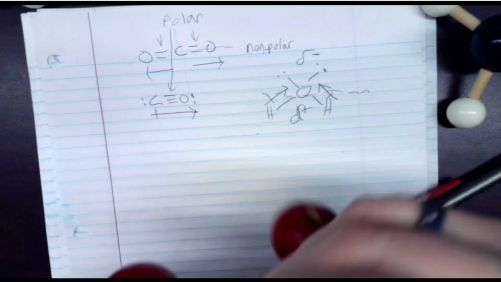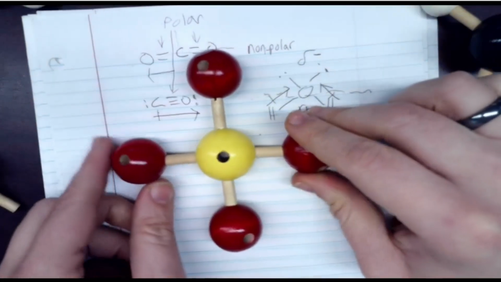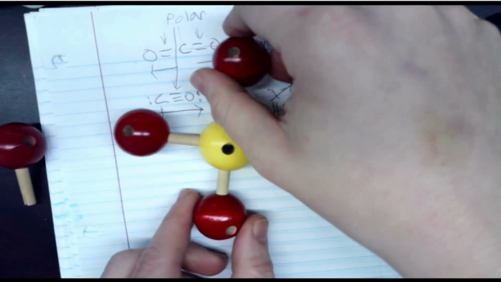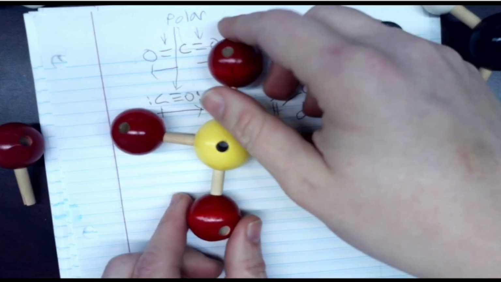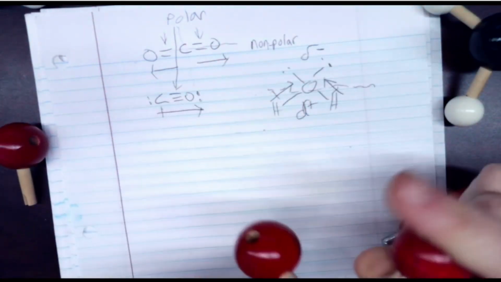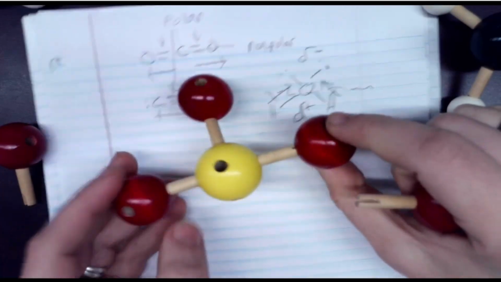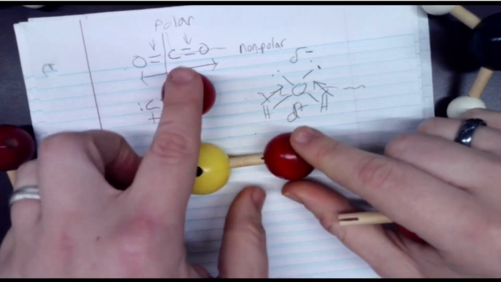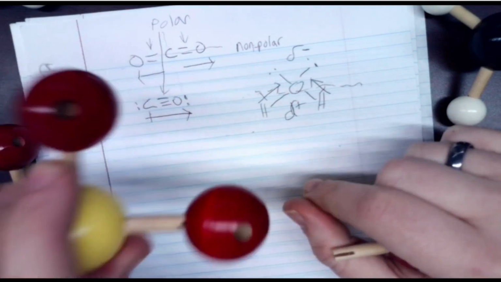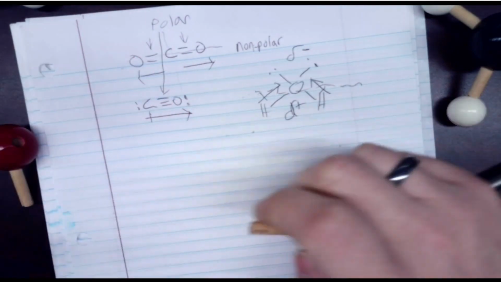But if I take another guy off, these two guys are equal, these two guys are equal. It's back to being highly symmetric again, and so now they all cancel out. If I remove a third atom, it's T-shaped. These two guys are equal, but this guy has no match. So, back to being polar.